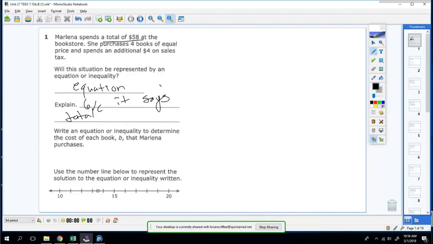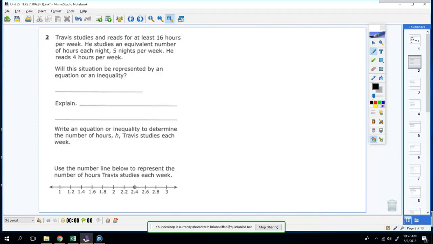So now you're going to write the equation. Since it says total, you're going to set that equal to 58. And then it's going to be 4x plus 4. When you solve it, you get x is equal to 13.5. A big equal is just equal. You put a big solid dot over your answer because it equals that answer.